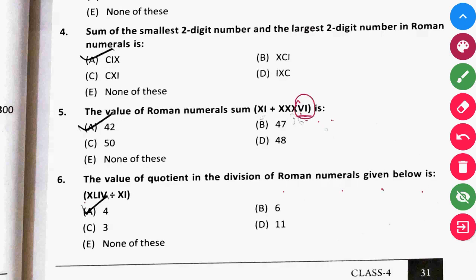The value of the quotient in the division of Roman numeral given below is. Now you have to divide XLIV. Now what is meant by X? It is 10, plus L means 50, plus IV means 4, because the smaller number is written at the left side, so we subtract it from the right side number. So 5 minus 1 is 4. So this number is 64.